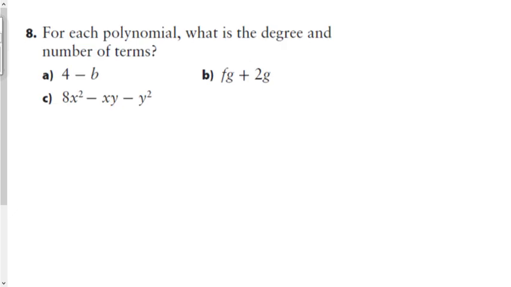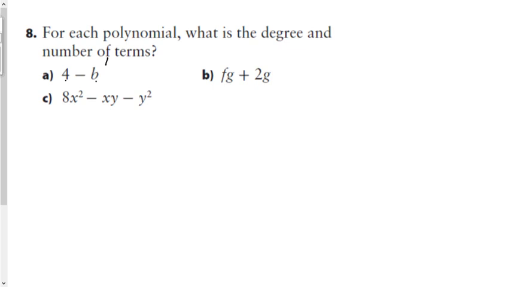No problem. That's not a terrible question. I'll give you that. Question 8: for each polynomial, what is the degree and number of terms? Okay, A, how many terms? 2. Bryn, what is the degree of 4 minus b? 1, because the exponent on the variable of the only term is a 1 that we don't have to write, because we already said we don't need to write exponents of 1. Done.